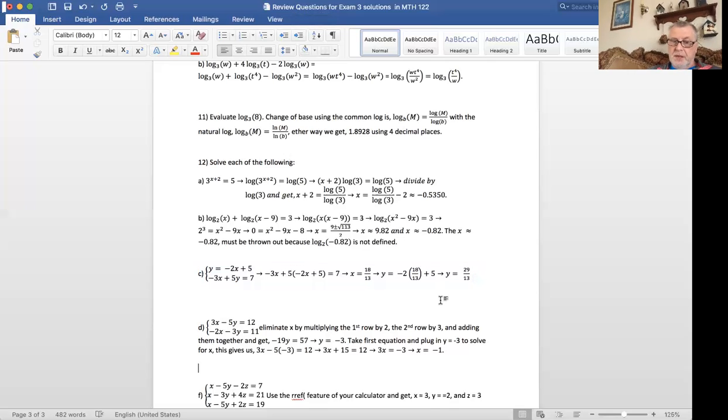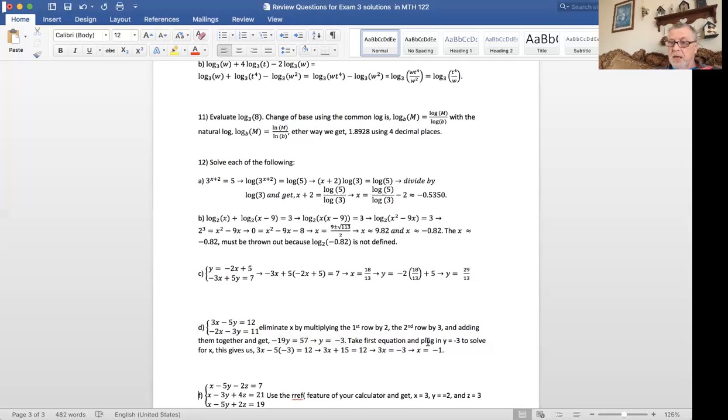For d, I used elimination. So to eliminate, that literally means we eliminate one of the variables by adding the equations together. So I'm going to multiply the first equation by 2 and the second equation by 3. Why? Because that's going to give me a 6x in front of the x here and a minus 6x in front of the x here. 6x minus 6x added together give us no x. That eliminates the x. When we do that, we get minus 19y equals 57. Isolating the y gives us y equals minus 3.